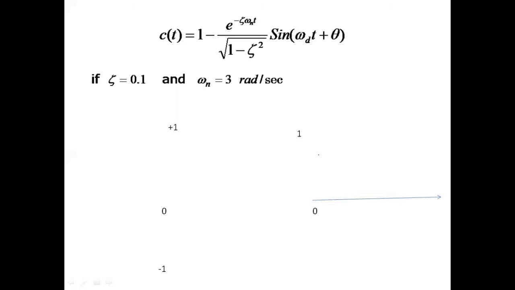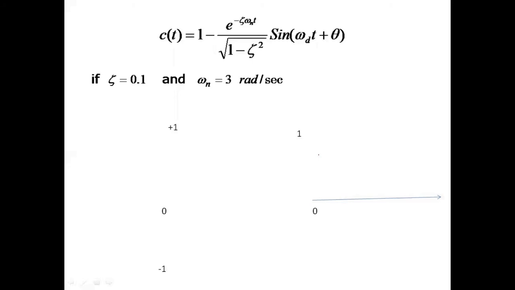Now from the response we can see that the sine term will be between -1 and +1, and when the sinusoidal waveform takes a value of -1, then C of t will be equal to 1 plus e to the power minus zeta omega n t divided by square root of 1 minus zeta square.